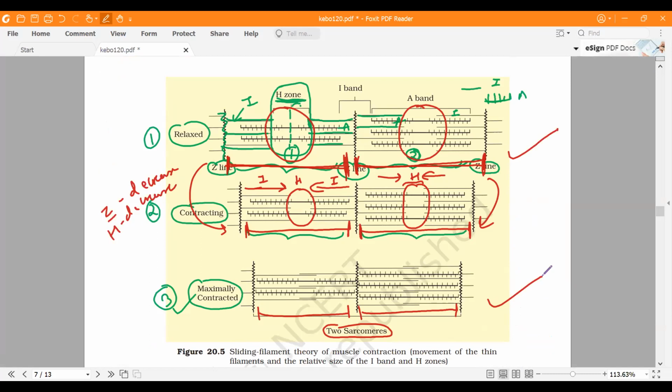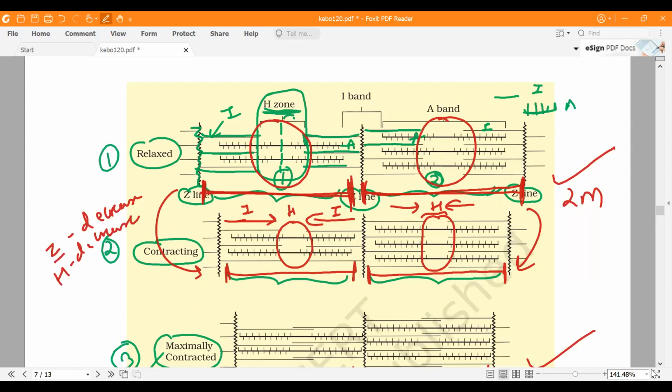Yes, sir. So over here, let's say if the distance between two Z lines was 2 meters, then in this case it will come down to 1 meter. So it is the case of maximal contraction. Got it?